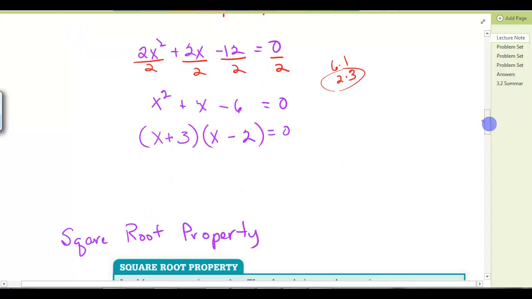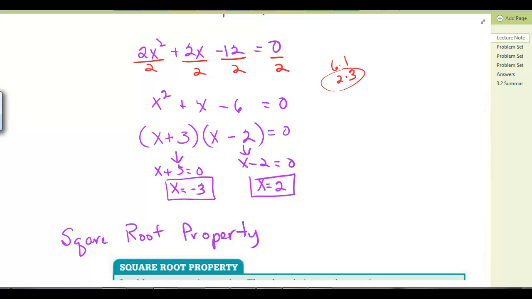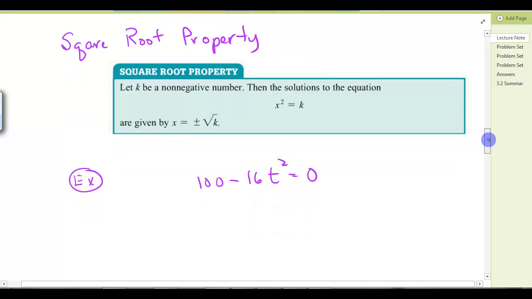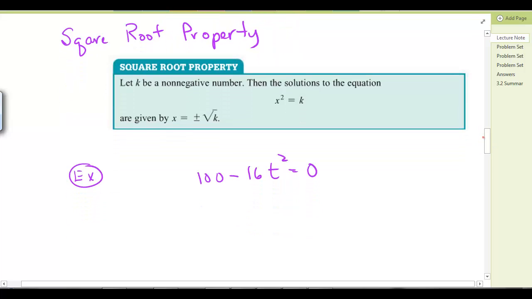When I'm satisfied that I have the right factors, then it's x plus 3 equals 0, x minus 2 equals 0. So x is negative 3, x is positive 2, and your solution would be written just negative 3, 2. Okay? All right, so it's a reminder of factoring. The square root property says if you have x squared equals a number, the solutions are plus or minus the square root of that number.